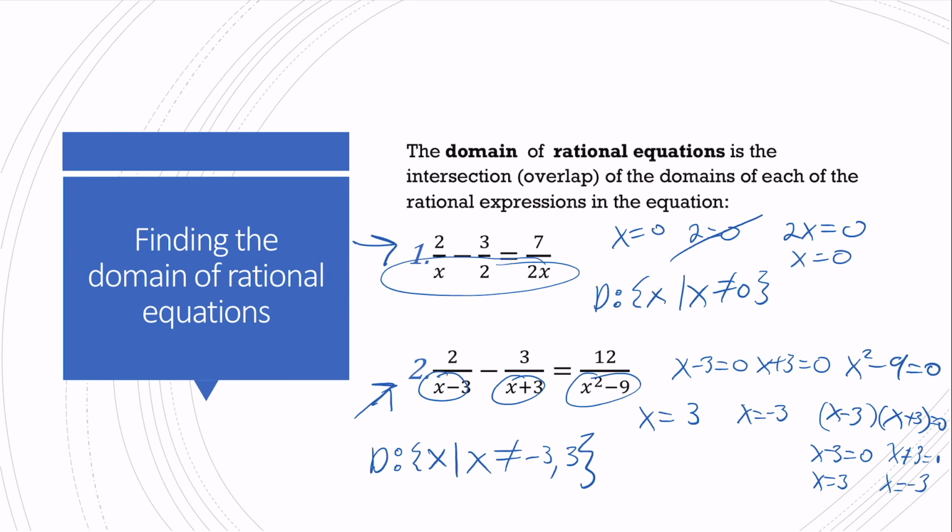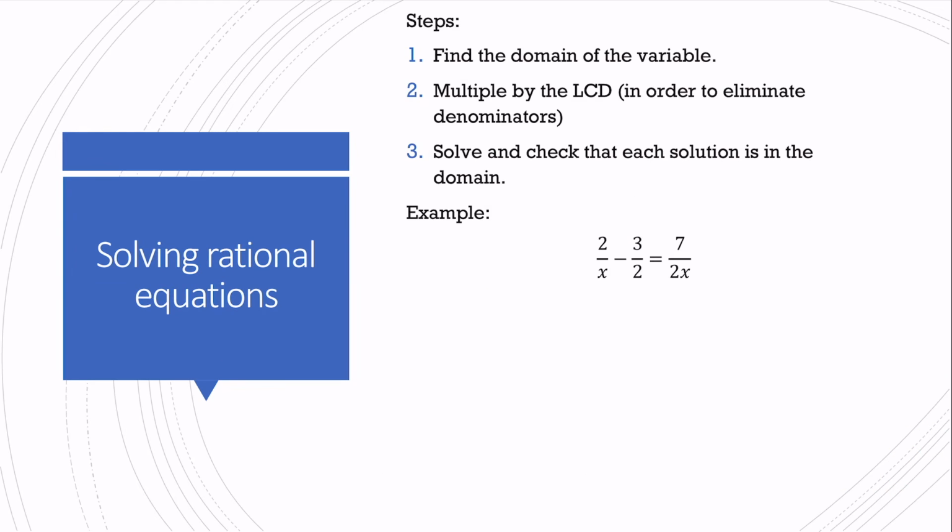So let's practice solving these two equations. Specifically, we're going to use these as our first two examples since we already know their domains. So for my first step when I'm solving rational equations, I need to find the domain, and we already found that the domain of x is everything as long as x doesn't equal 0. I'm then going to multiply by the LCD in order to eliminate my denominators, and then we'll solve and check that each solution is in the domain. It could be the case that we have more than one solution, so we're going to need to check them.